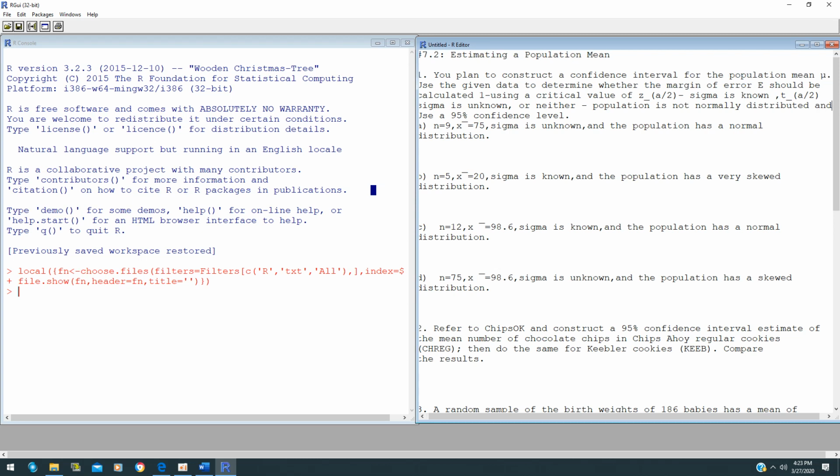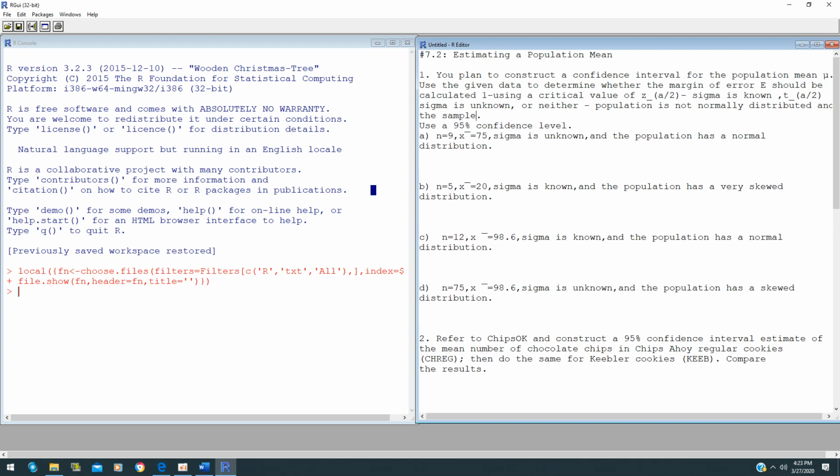and the sample size is less than 30. So for this question, you have to use a 95% confidence interval. This means that your alpha is going to be 0.05, which is 5%.